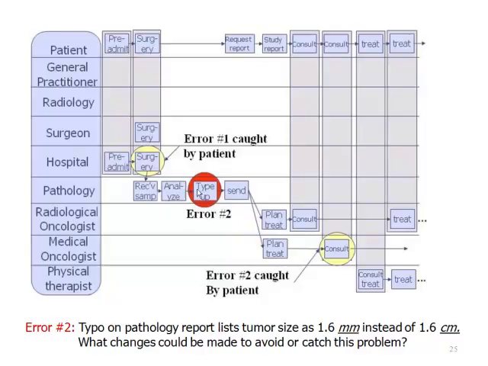Well, if you think about that, one thing you notice is that the results of the pathology report, I should say, are sent to the radiological oncologist and the medical oncologist, but they're not sent back to the surgeon, who would probably have been in the best position to notice that they had the size of the tumor written down incorrectly. So there's a logical flow problem in the process here.